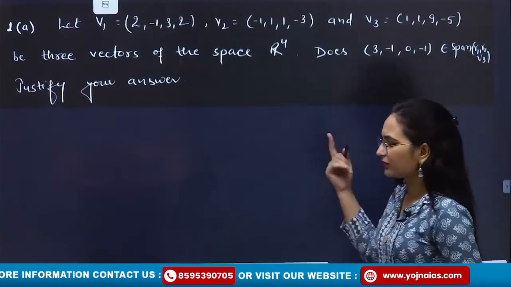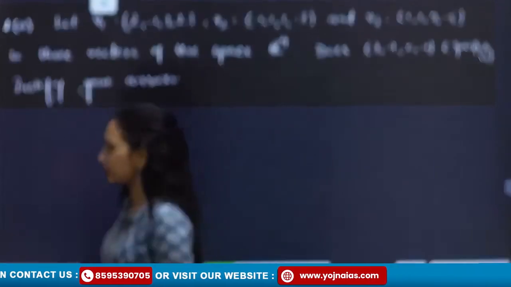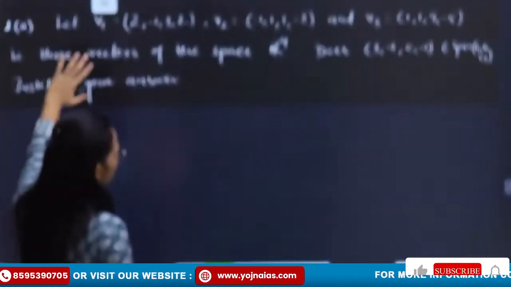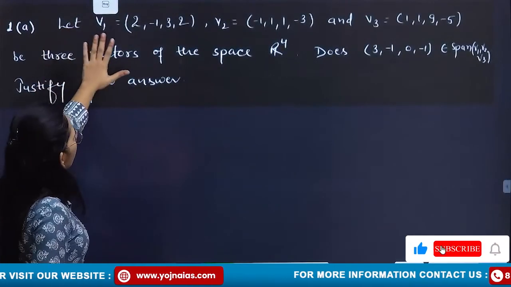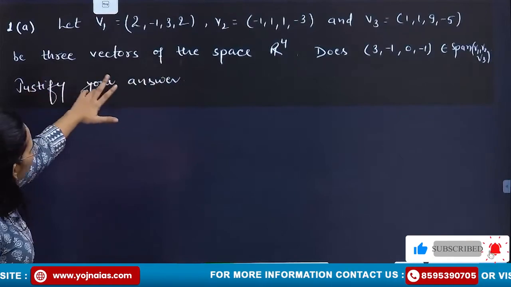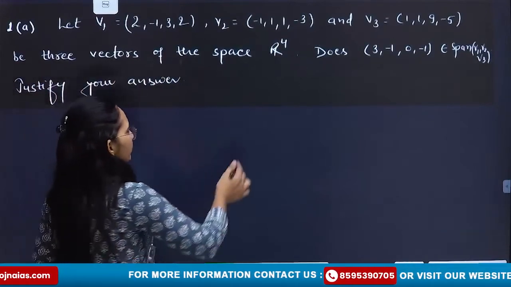So this was the first question, and this was part one of the first question, that is the compulsory question. What they have asked, this is a question of linear algebra. They said V1, V2 and V3 are vectors of the space R4.